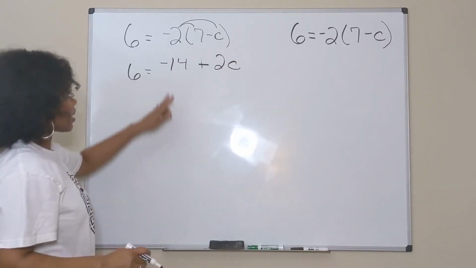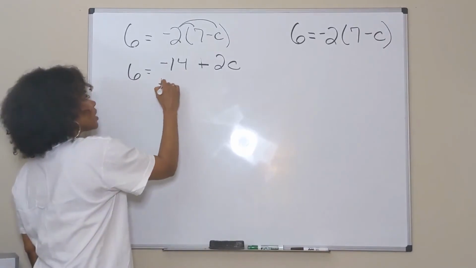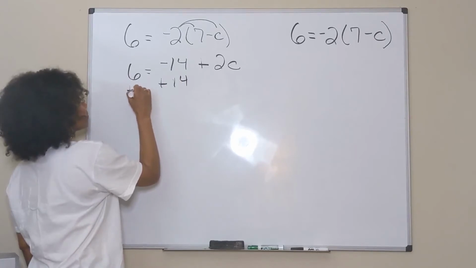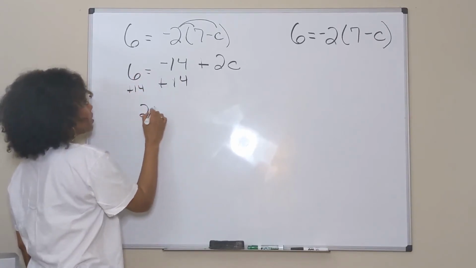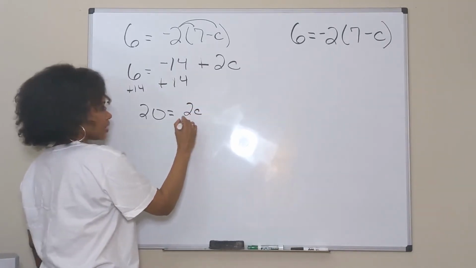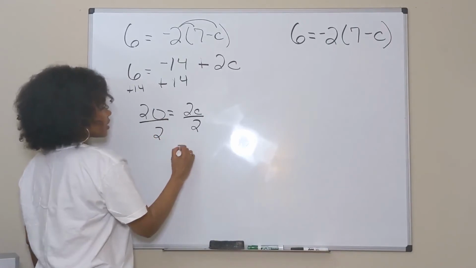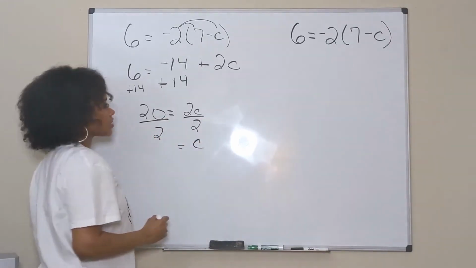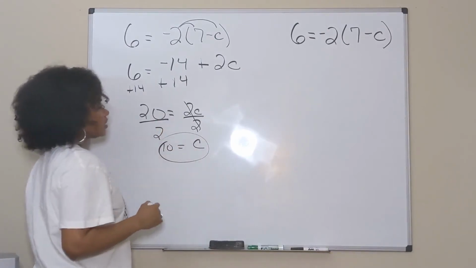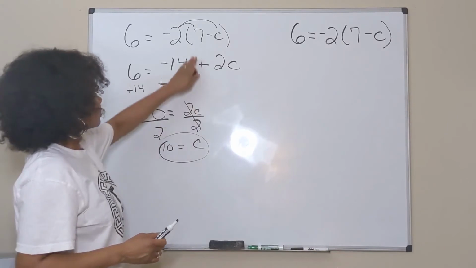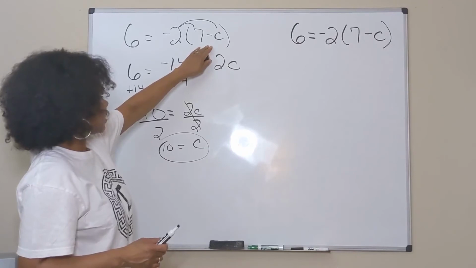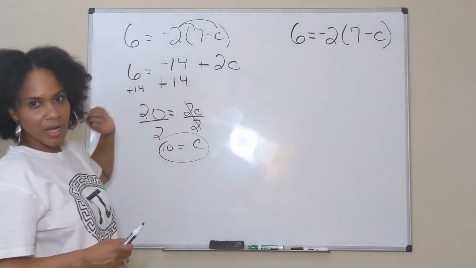All right. Then I could do my inverse operations, adding 14 because that's a minus 14. 6 plus 14 is 20. Bring down my 2c. 2 times c, inverse is division. Get that c by itself, or my variable by itself. 2 cancels out. 20 divided by 2 is 10. And we could check it. 7 minus 10 will give me negative 3. Negative 3 times negative 2 will give me a positive 6.